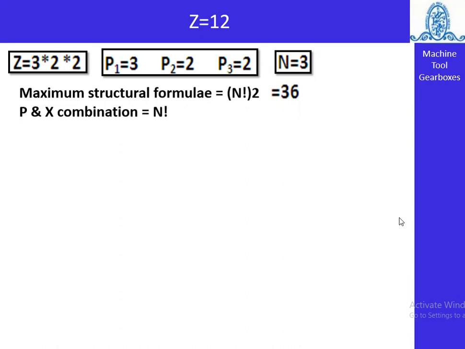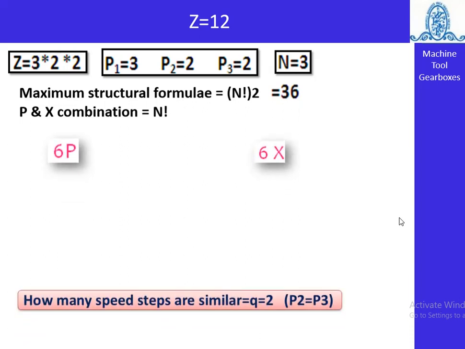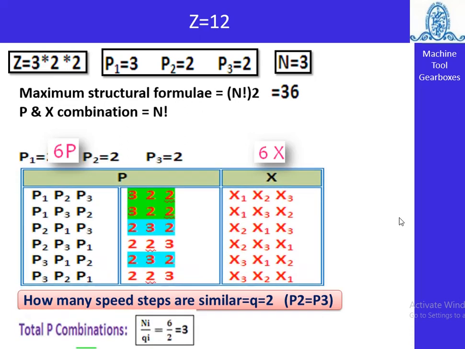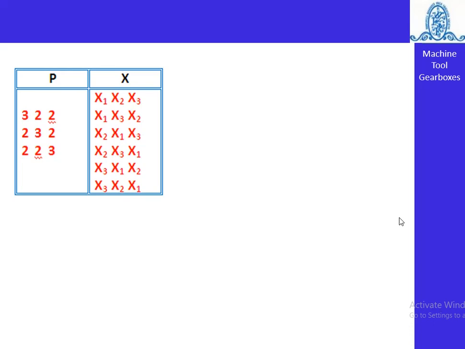So here 36 formulas. So 6 times p has to be changed and 6 times x has to be changed. So the formula has to be permutation and combination. So the total combination is n factorial upon q factorial, that is 6 by 2, that is 3. So 3 basic structural formulas we got, or the correct formulas we got. So we'll see one by one. So the combination of p and combination of x we need to see.